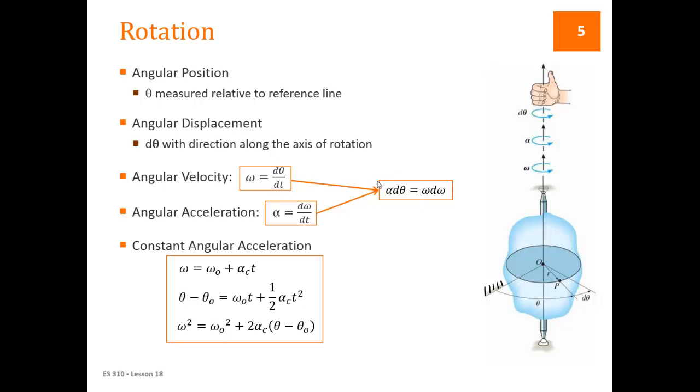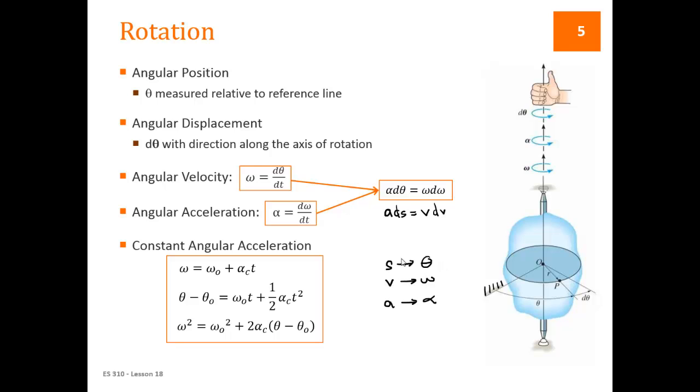And we have the combined equivalent equation where alpha times d theta is equal to omega d omega. This is equivalent to a ds is equal to v dv, right? So in all of these equations, all we've done is replace s with theta, v with omega, and a with alpha. And so all of these equations are the same.